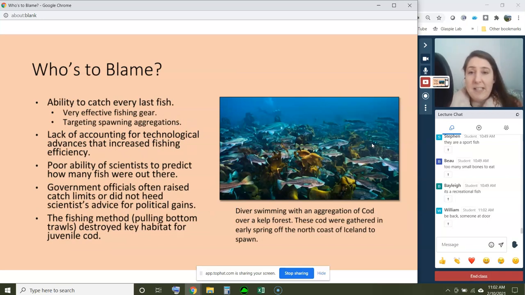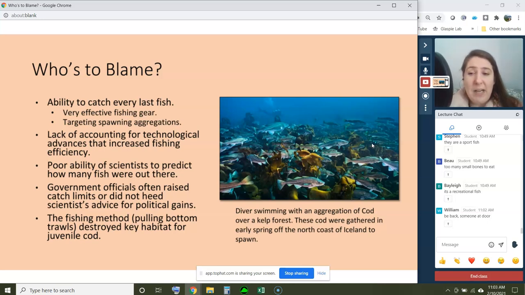So obviously this is an example of a fishery that was managed poorly. This is an example where there wasn't enough time or effort to get the information that was needed to manage it, and people ignored the science in favor of pressing on and getting more money, more fish landed. So who's to blame? So first of all, efficient fishing gear had the ability to catch essentially every last fish, which is a huge problem. So we had an increase in effectiveness of fishing gear in grabbing fish out of the ocean.